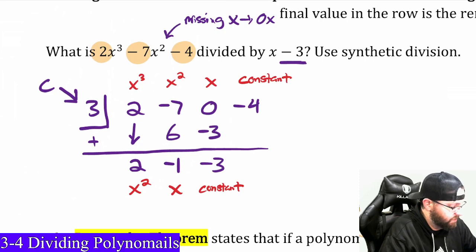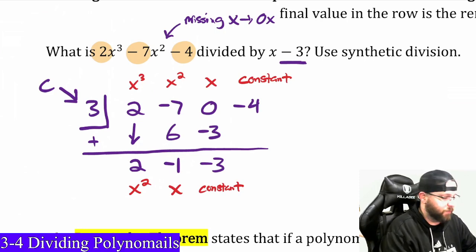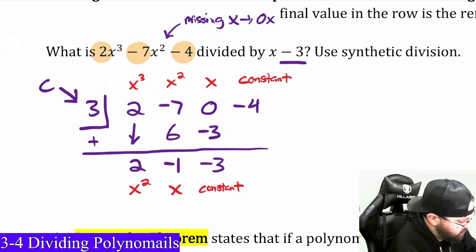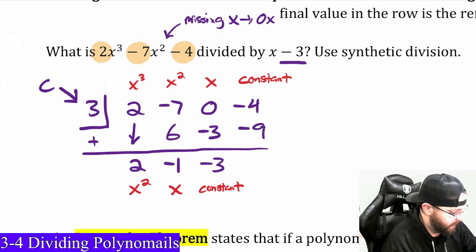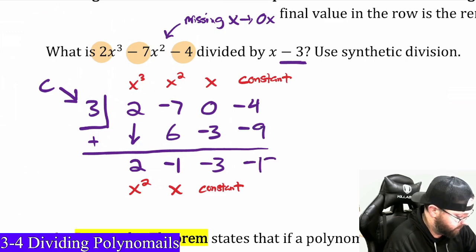Okay, and so we need to figure out whether or not there is a remainder. So we're going to multiply -3 times the +3, we get a -9. And when we add them together, we get -13. So this is our remainder r.